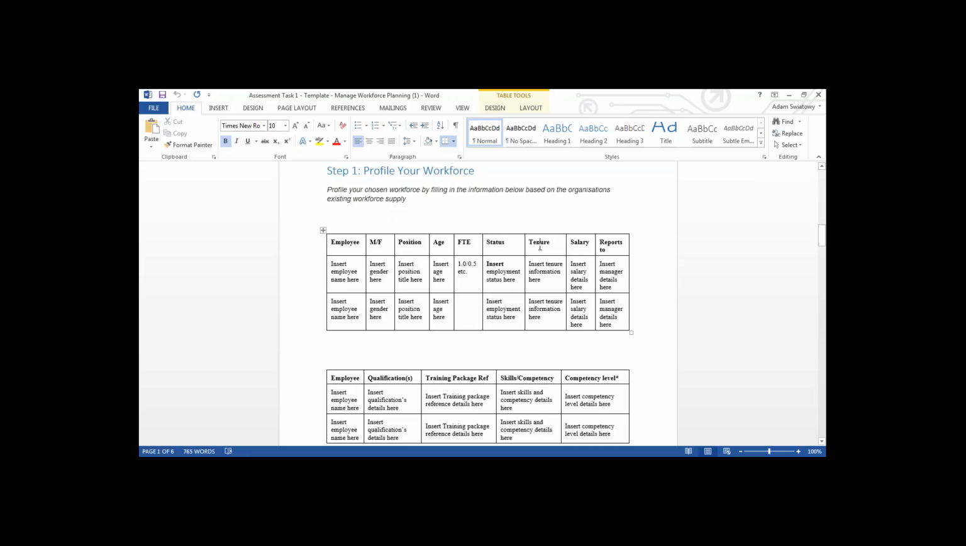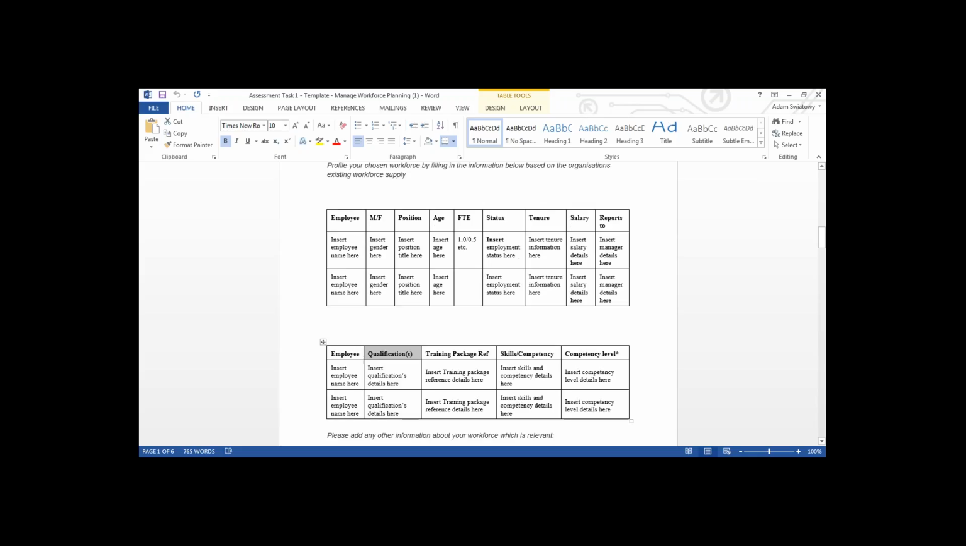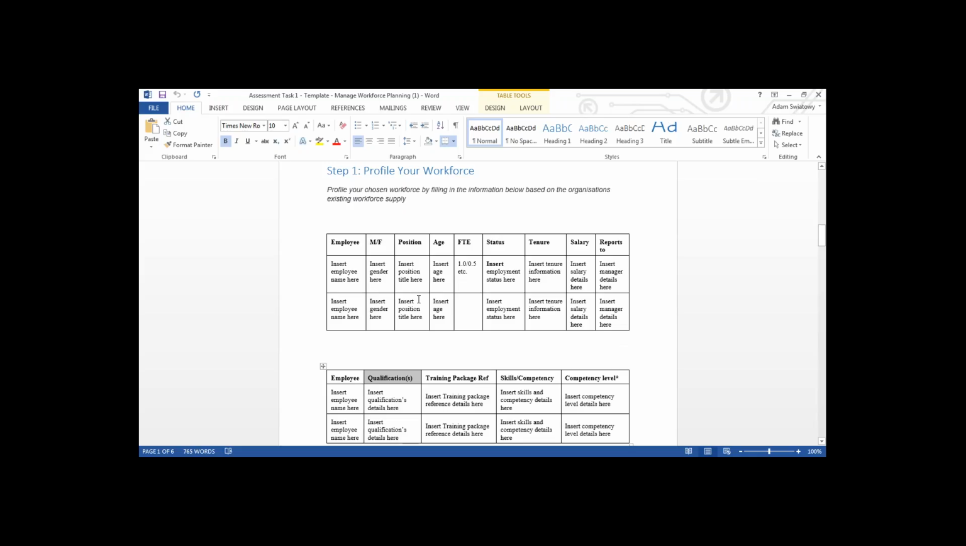The tenure, so are they contracted? Are they there for only a temporary period of time? That sort of thing. Salary, you can estimate these ones as well. It's just an estimate. Who that person reports to, and this is where the information starts to get good as well. So this just continues on from here. Qualifications, we're interested in the skill set of our workforce. This is a big part of profiling your workforce, understanding, as we mentioned in the first workshop, the capability and capacity.